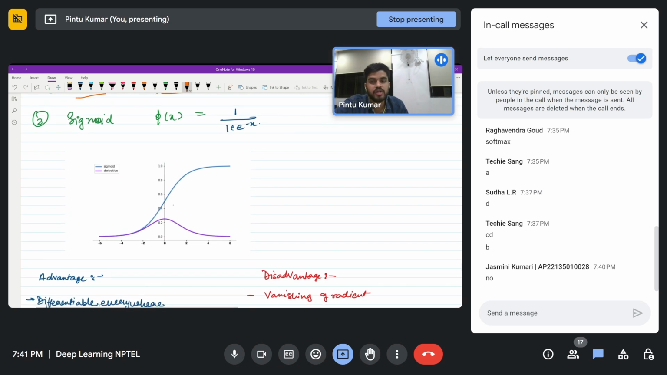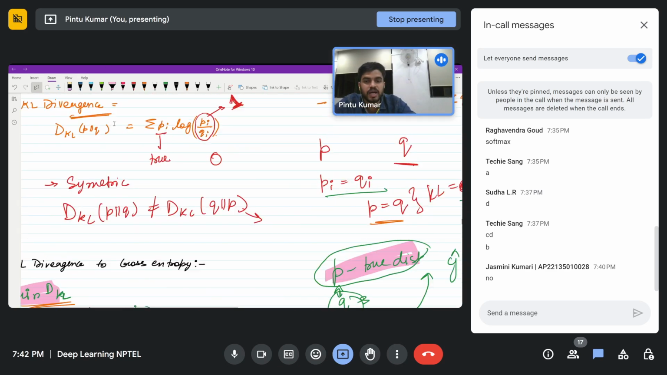The second function is sigmoid that you have seen. So the activation is given by phi of x equal to 1 divided by 1 plus e to the power minus x. Everywhere, whatever is in blue is the graph of your function, and what I have drawn in purple is the graph of the derivative of that particular function. One phenomenon that I want to mention, I'll just quickly go back.